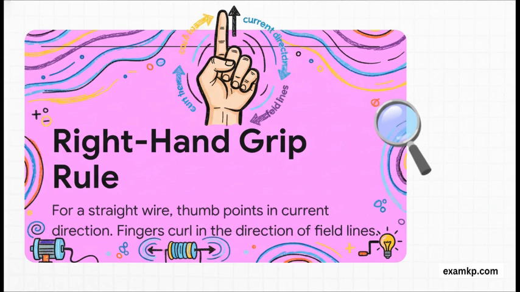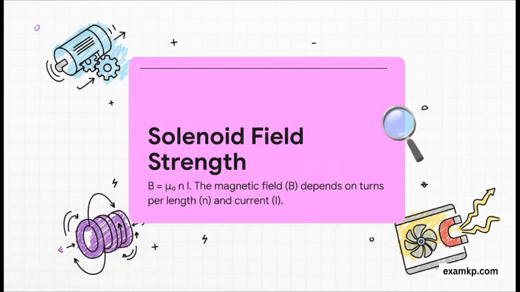And we can even calculate just how strong that field is. Now, I know this formula might look a little scary, but trust me, it's not. B is just the field strength, and it really just depends on two things. N, which is how many turns of wire you have in a certain length, and I, how much current is flowing. It's a direct relationship. The more turns you pack in, or the more current you pump through, the stronger your magnet gets. Simple as that.